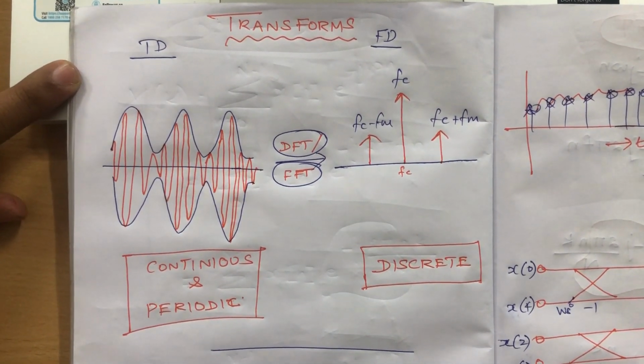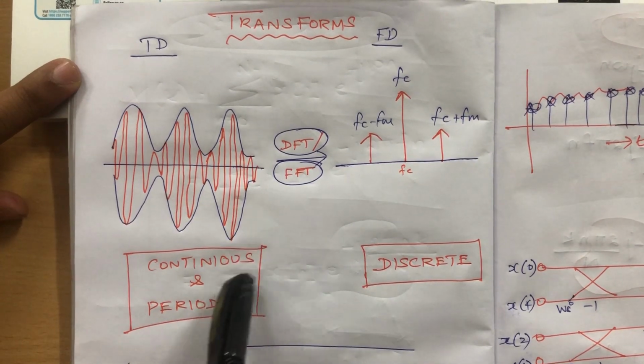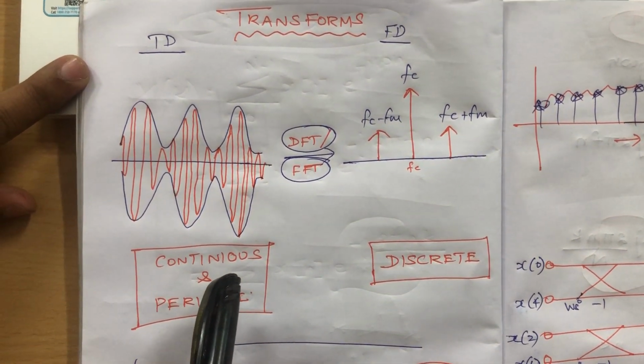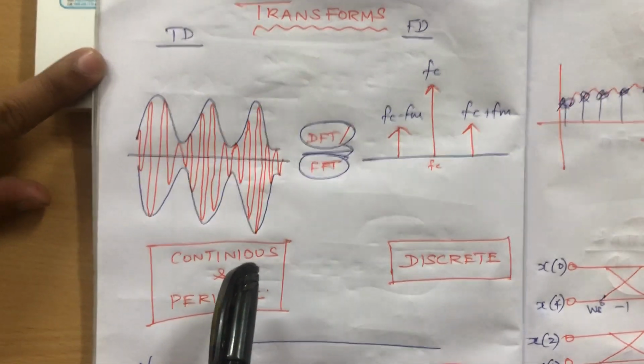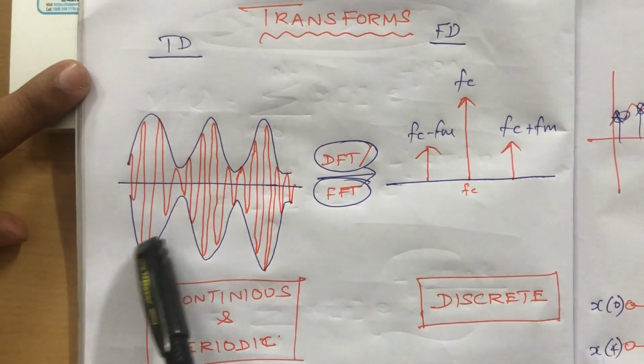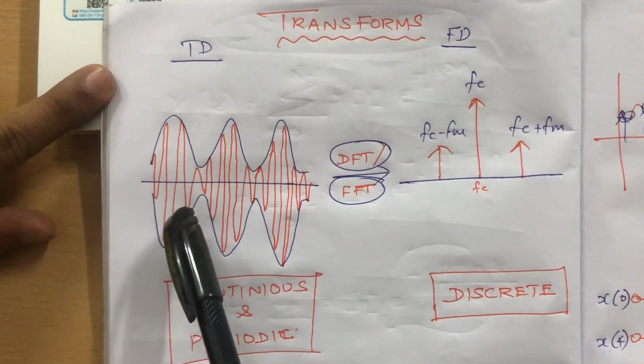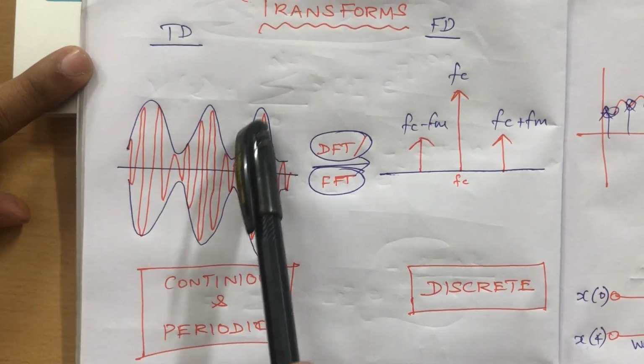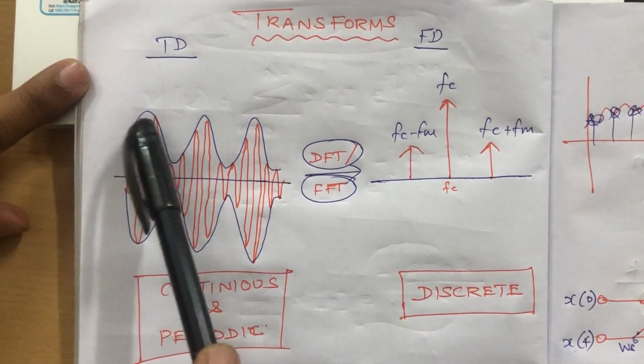Hello everyone. In this presentation we are going to understand the significance of transforms in real-time applications. We are all familiar with the amplitude modulated signal. You are able to see this is the amplitude modulated signal, where the amplitude of the carrier is varied with respect to the amplitude of the modulating signal.